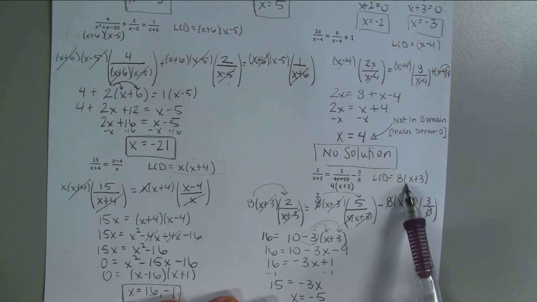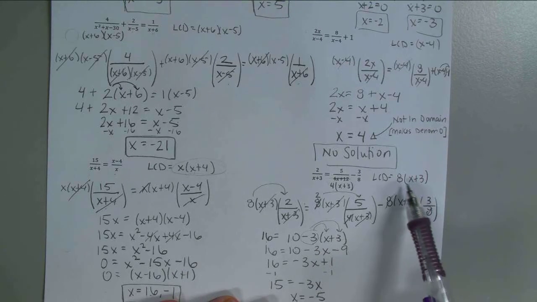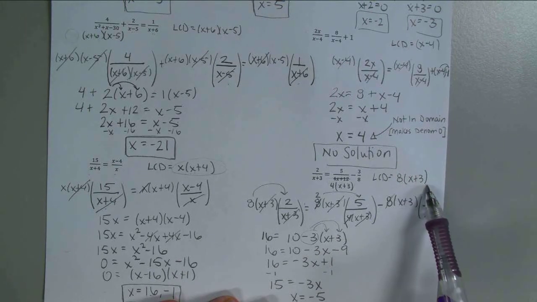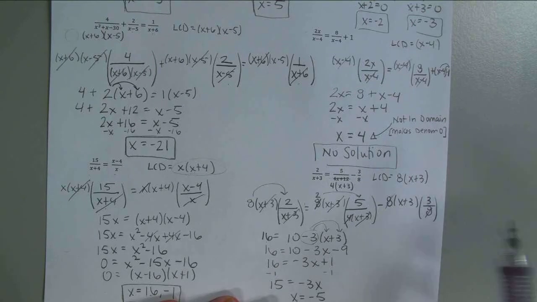And before I circle it, I just go up to my LCD. Is it in my domain? Yes. What's the only thing that would make this LCD a 0 is a negative 3. So a negative 5 is fine. I mean, we're getting kind of close, but that's fine.